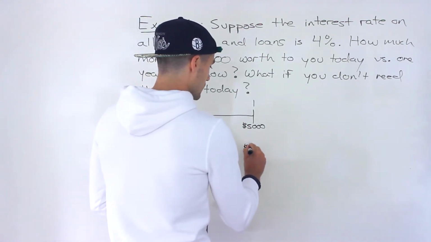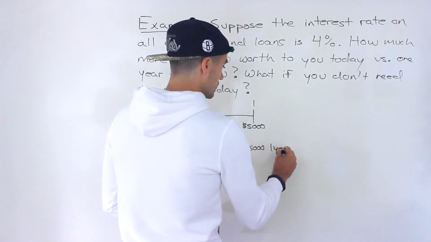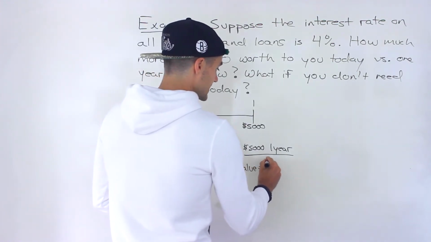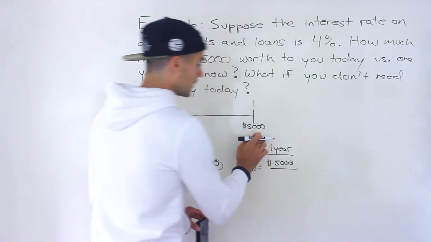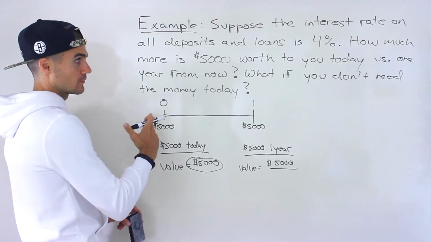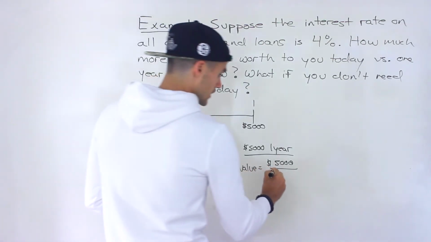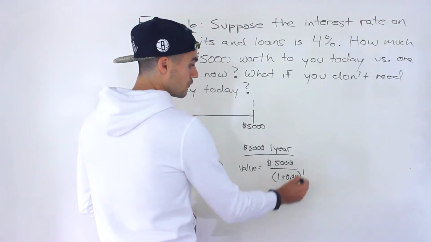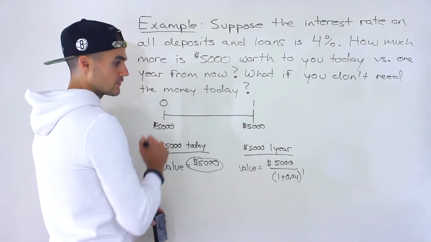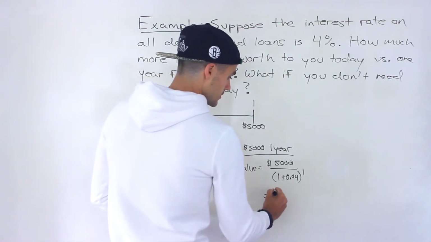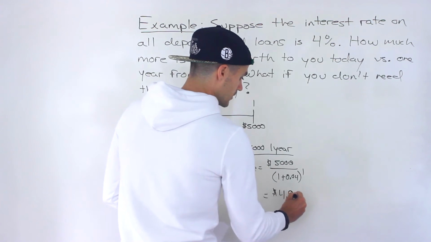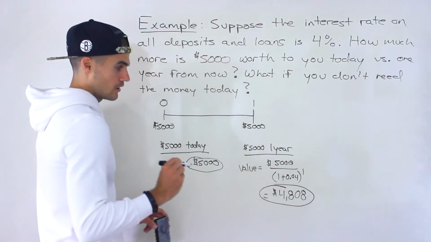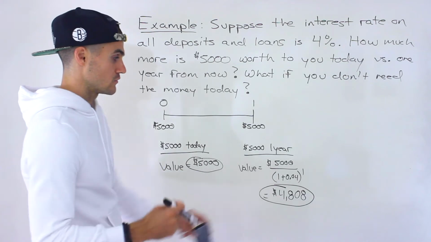Now, the value of the 5,000 1 year from now, what do we have to do? We have to take that 5,000 and we have to present value it. We have to discount it 1 year. And we're discounting it by 4%. That's the interest rate. So it would be 1 plus 0.04, 1 plus the interest rate in decimals to the power of 1, right? Because we're only discounting it for 1 year. And so when you do this, you'd end up with $4,808 if we round to the nearest dollar. So that's the value of the $5,000 1 year from now. That's the value of it today.